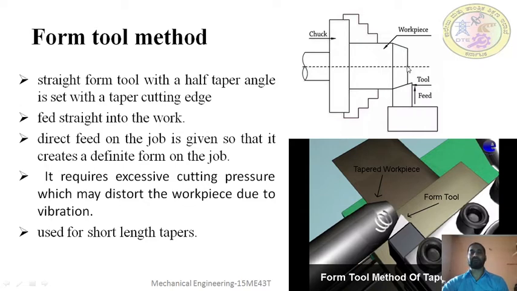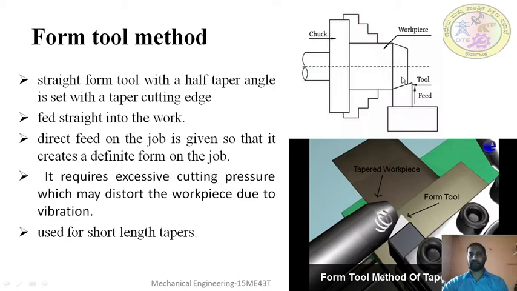Since the pressure generated is very high, it is used only for a small length of taper, because there is only one cut. Only the length of the cutting edge on the tool is obtained as the taper length on the workpiece, not across the length of the workpiece. So the form tool method is generally used for short length tapers.